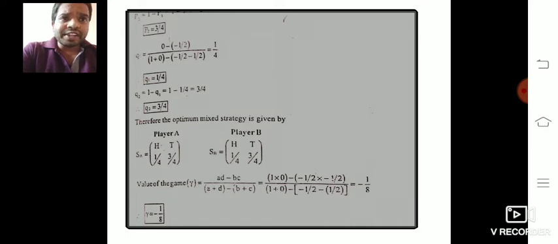Now write down the optimal strategy for the player A, SA matrix, that is head and tail. P1 is 1 by 4, and wherever P2 is there write down 3 by 4. Player B, SB matrix, is given by head and tail, and instead of Q1 you can write 1 by 4, Q2 equals 3 by 4. Now find out the value of the game. Again here we are getting the value of the game. The formula is AD minus BC divided by A plus D minus B plus C. We are getting again a negative value, that is minus 1 by 8. Here in this game the player B is the winner.